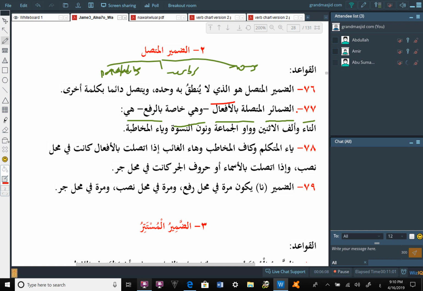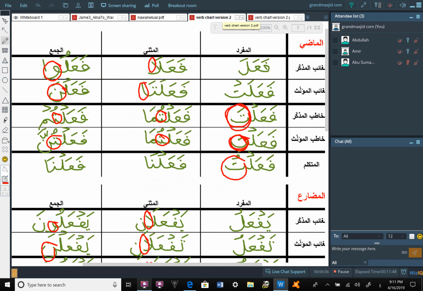Ya al-mutakallim, the ya of the one talking. The kaf al-mukhatab, the kaf of the one you're talking to. Wa ha al-ghaib. These three, which basically have a word in front of them, ya, or ka, or ha. إذا اتصلت بالأفعال كانت في محل النصب, إذا اتصلت بالأسماء أو حروف الجار كانت في محل الجار. So let's look at that.